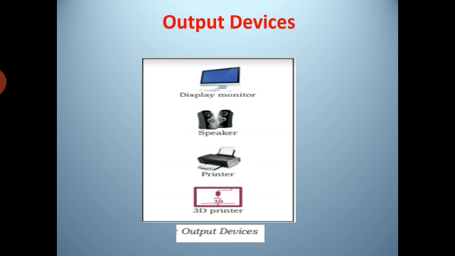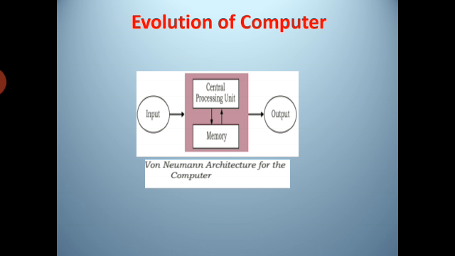Output devices. Children, as you all know, the device that receives data from a computer system for display or physical production is called an output device. It converts digital information into a human understandable form. Examples of output devices are monitor, projector, headphone, speaker, printer.